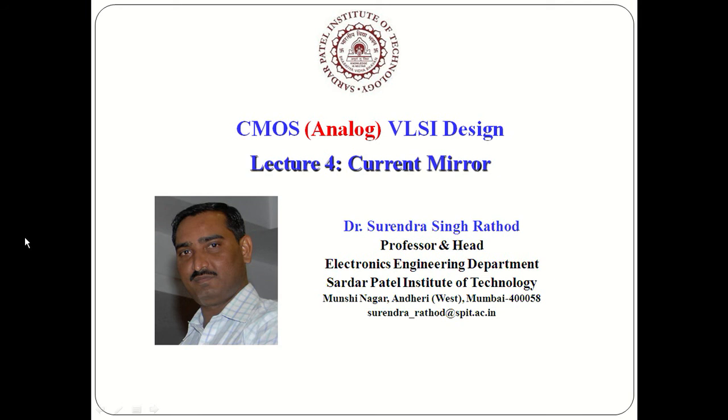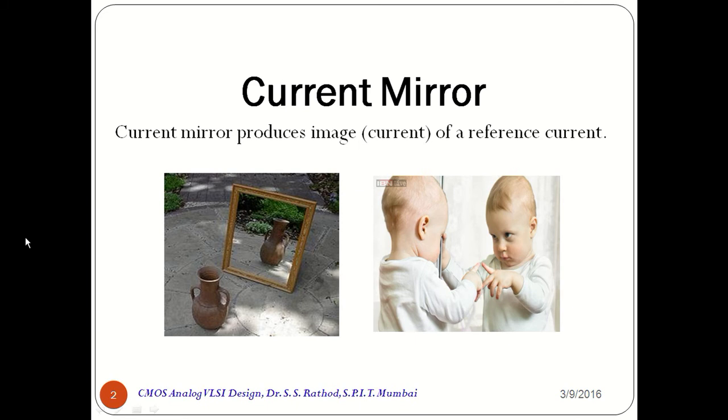Welcome to the lecture 4 on current mirror. Current mirror is a circuit which produces an image of a current, that is of a reference current. For example, there is a given current to you in one of the branches in a circuit, and you need to copy the same current into another branch in the circuit.